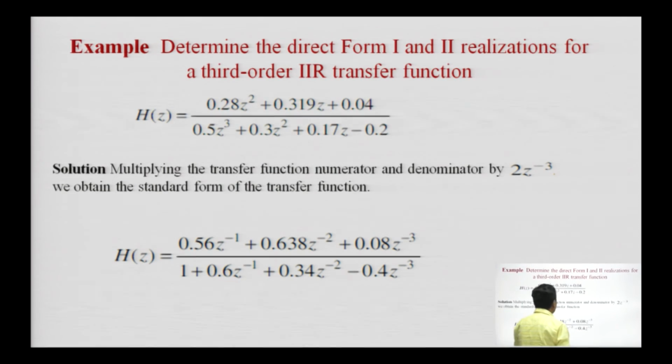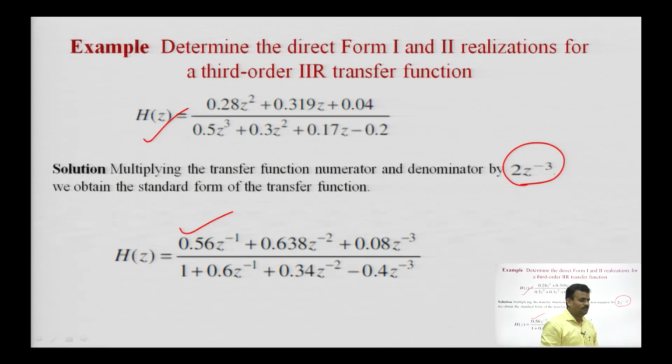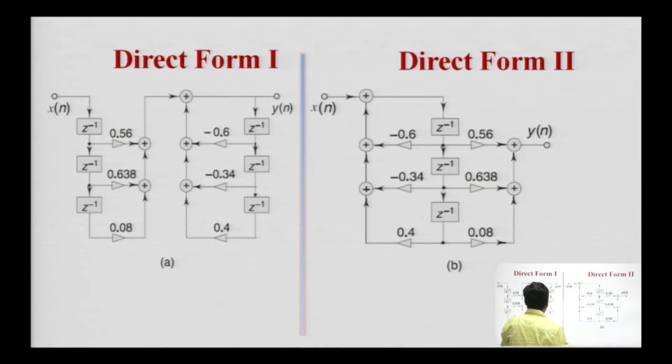Now, this is the question: you have to obtain direct form 1 and 2 realizations for the third order transfer function given in the question. This is H of z given to you. Now, you have to convert this H of z into standard form. For that, if you multiply by 2 z to the power minus 3 in numerator and denominator, then you will get a standard form in terms of z to the power minus 1, minus 2, minus 3. Then you will get this H of z. Now, you can realize your structure, this is your direct form 1, this is your direct form 2.